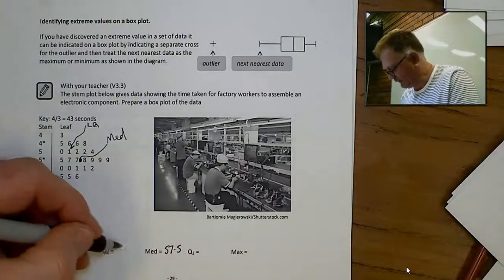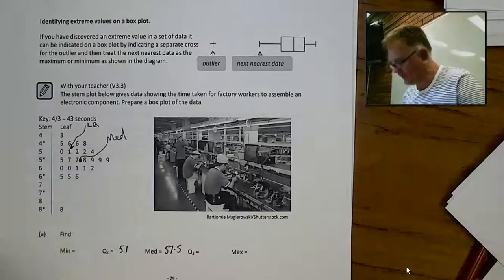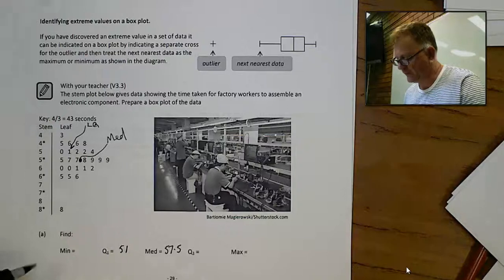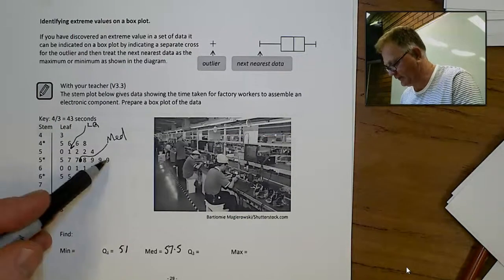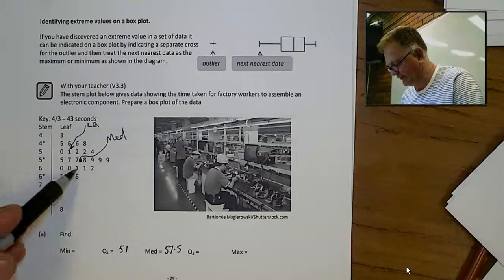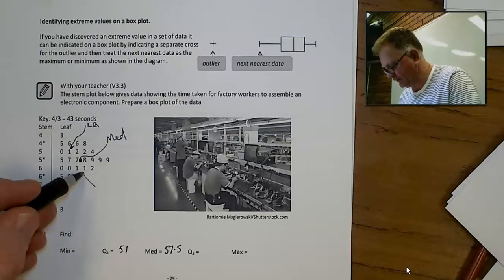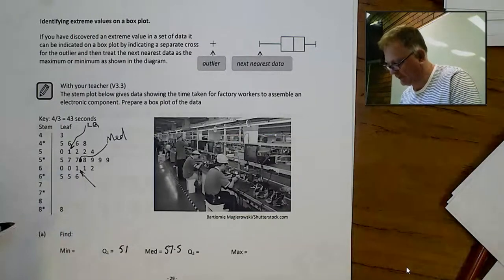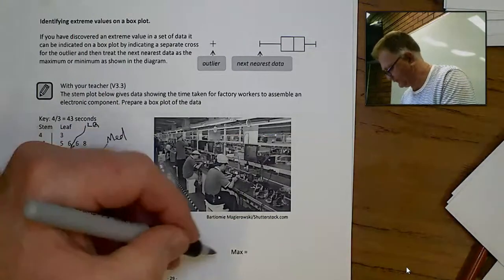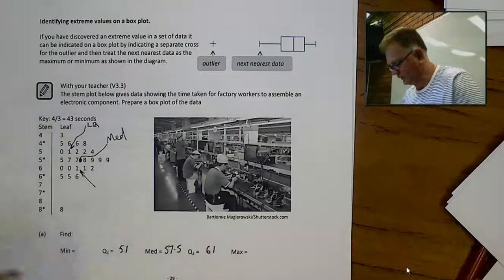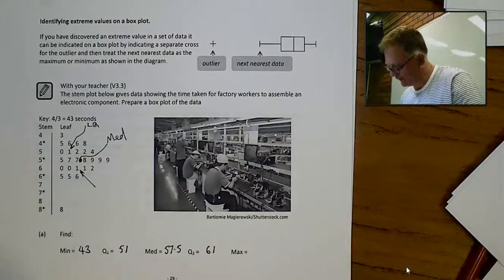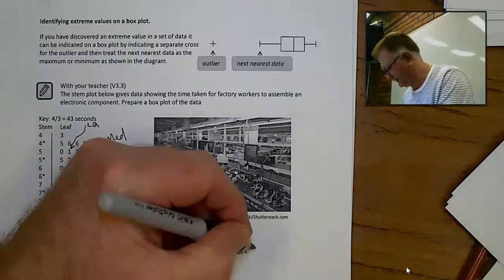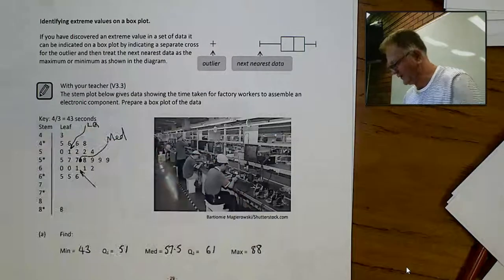That's 51. And the upper quartile is the 7th piece of data in the upper half. 1, 2, 3, 4, 5, 6, 7. So it makes it 61. Minimum, maximum, of course, 43 and 88. Okay.